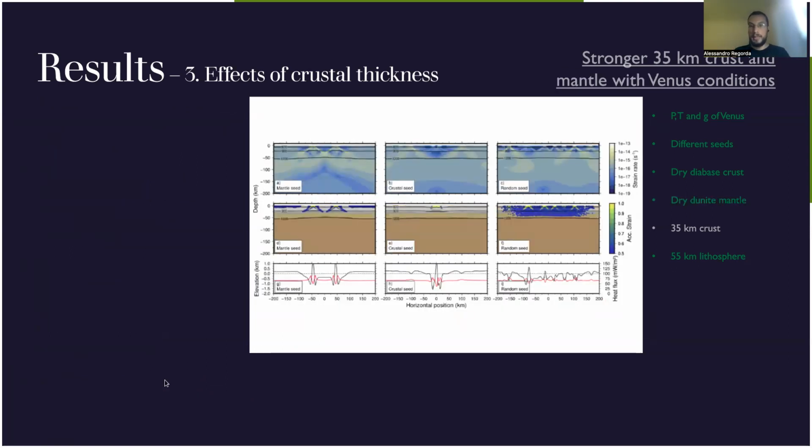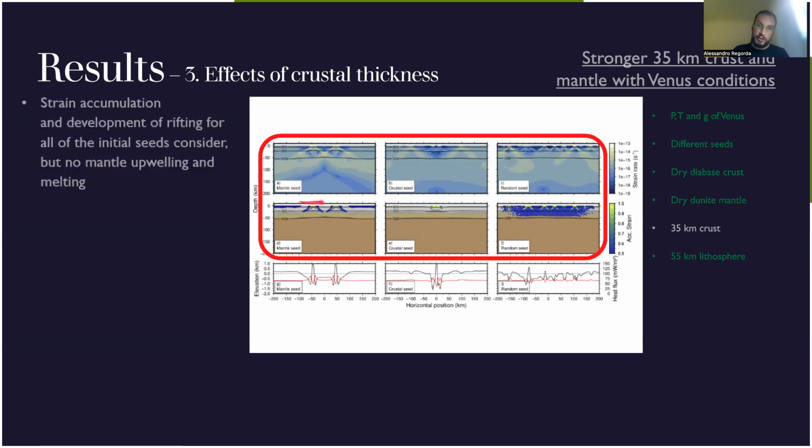So considering the same model, so 35 kilometers crust, but with a stronger mantle rheology, everything is very similar to what we saw with the previous models. Again, mantle seed, crustal seed, and random seed. The evolution is faster in the case of the mantle seed with respect to the crustal seed, but there is the same behavior. So an initial area characterized by high strain rates, but after that they migrate toward the border.